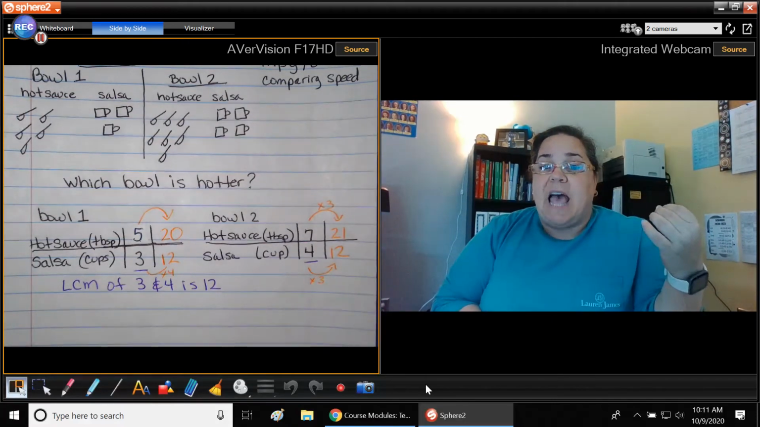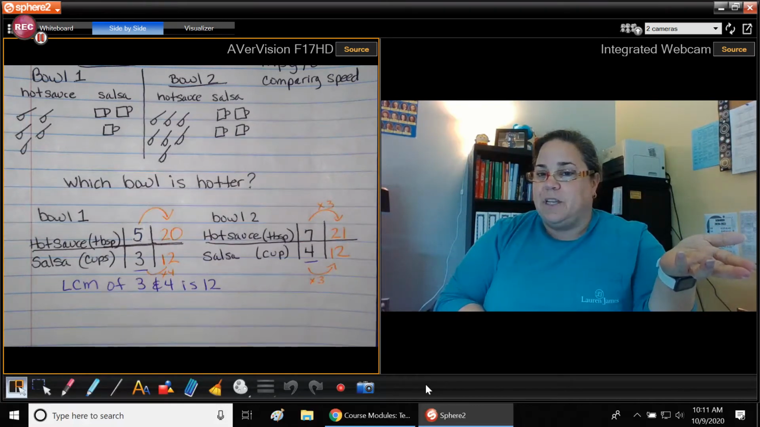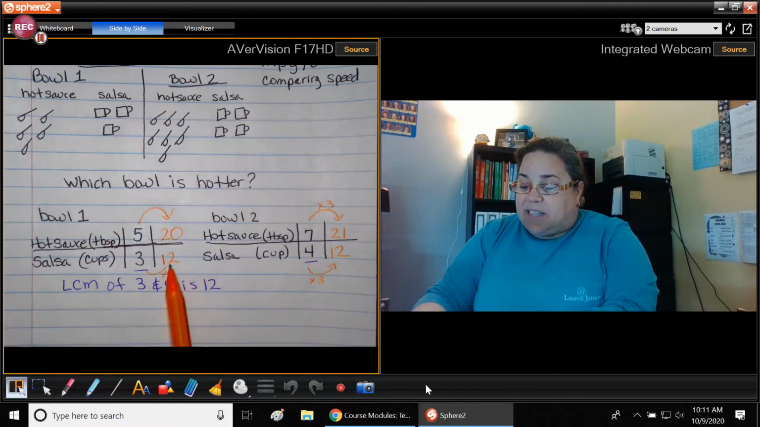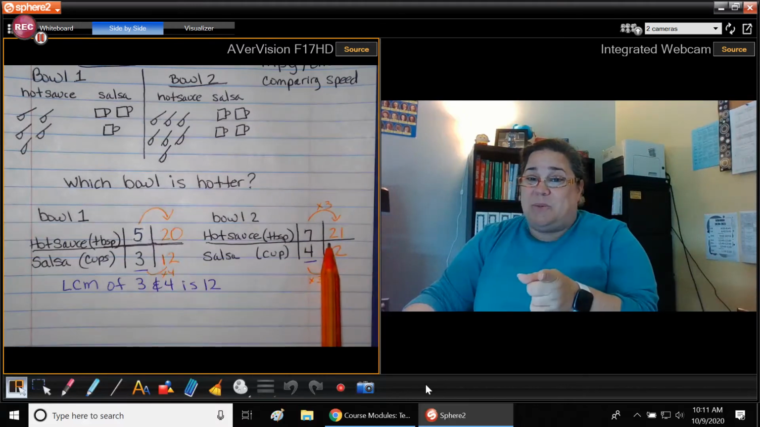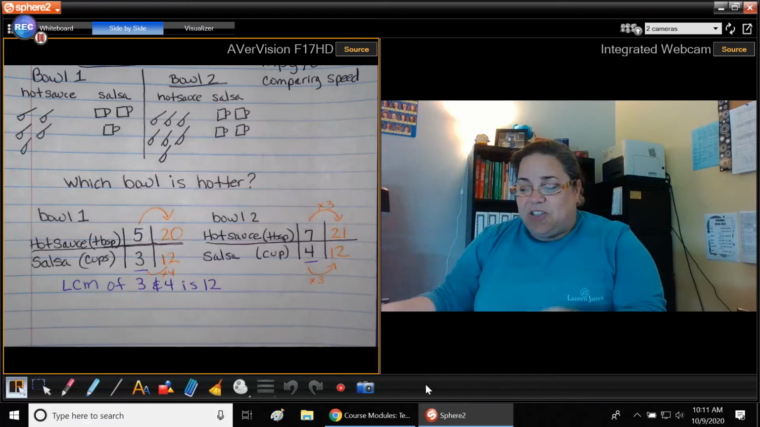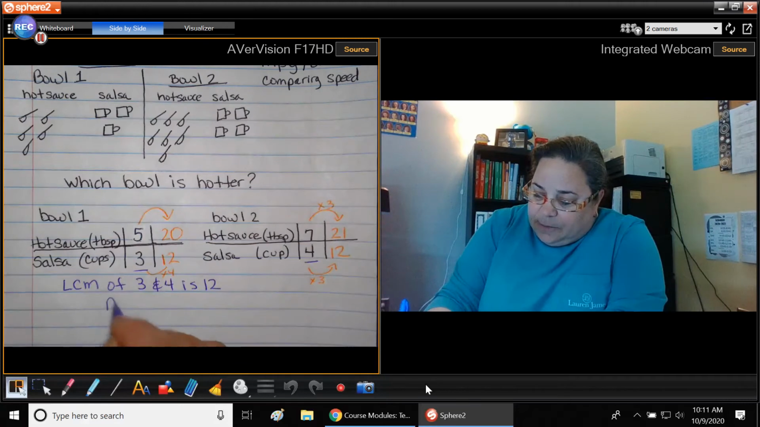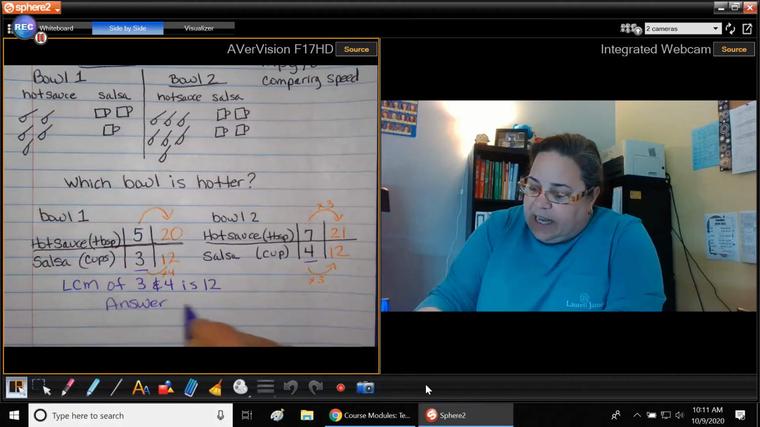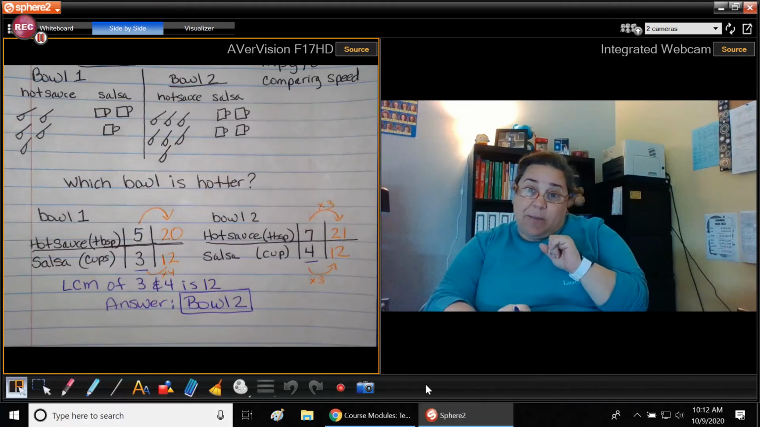So when you look at that, you should be able to tell which one is actually the hotter recipe. Hopefully you're seeing it. Well, they both have the same amount of salsa, 12 cups, but this one has 1 more tablespoon of hot sauce. So it is going to be just a smidgen spicier. So my answer is bowl 2. That's the bowl I'ma eat.